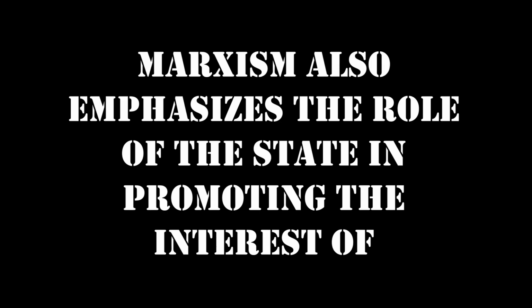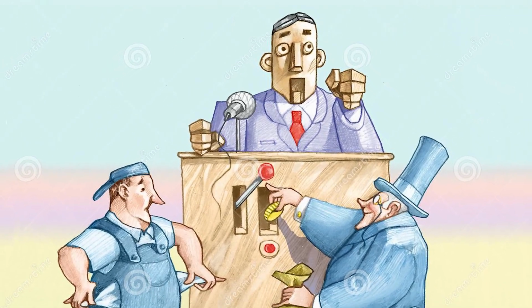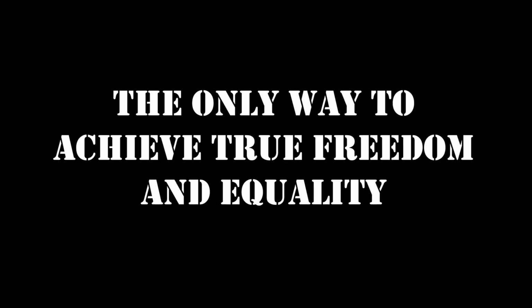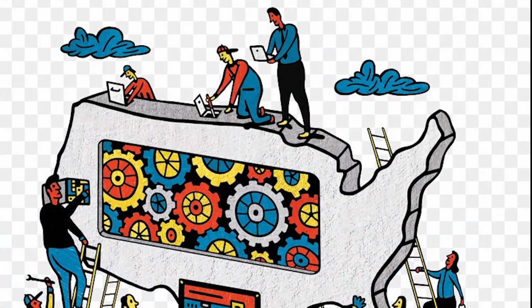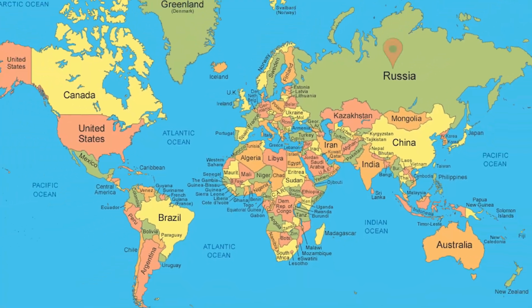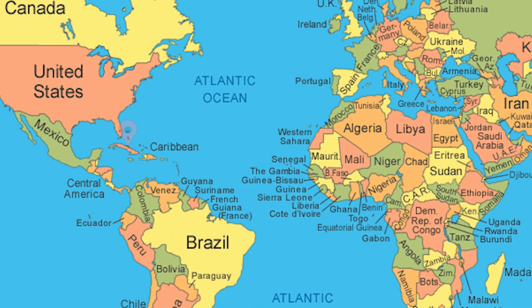Marxism also emphasizes the role of the state in promoting the interest of the ruling class. Marx believed that the state was a tool used by the ruling class to maintain their power and suppress the working class. According to Marx, the only way to achieve true freedom and equality was to abolish the state and establish a classless society in which the means of production were owned and managed collectively by the workers. In the past, the Soviet Union and Maoist China followed this ideology. But today, Cuba and Venezuela, though being socialist, also have elements of Marxism in their ideology.